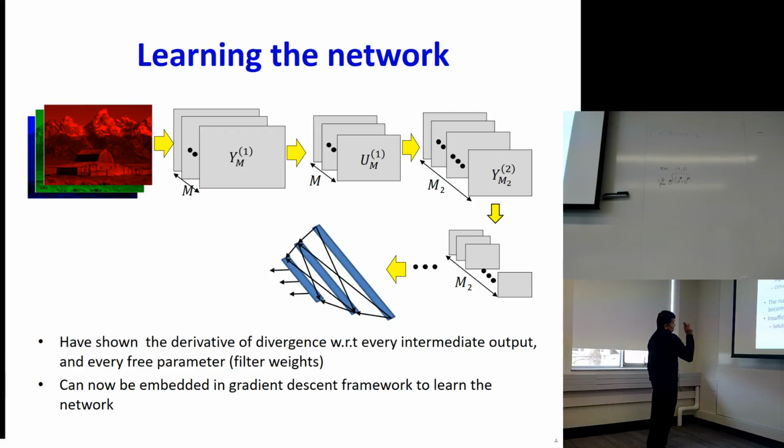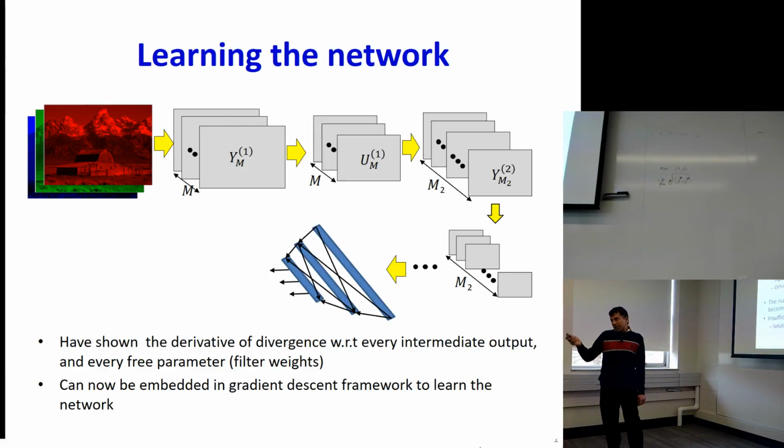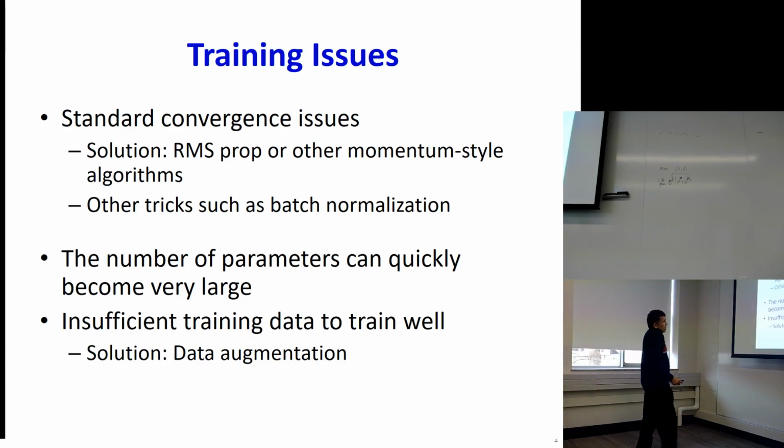For training, you have all the standard convergence issues. In your homework, you're going to see all of these things. You're going to use tricks like RMS prop, batch norm. The issue, of course, is the number of parameters can quickly get very large, and so you will have insufficient data to train these things properly.